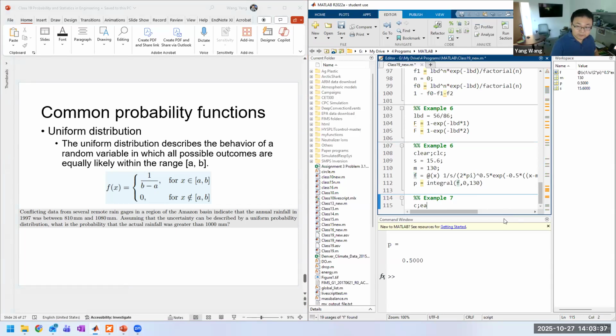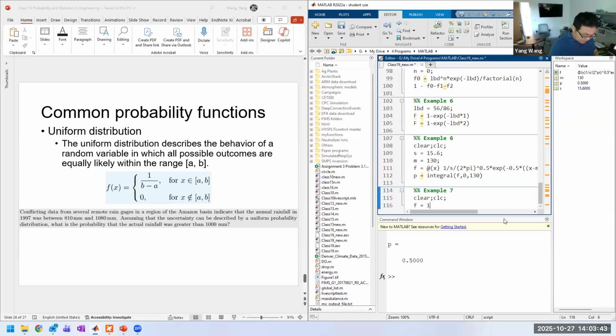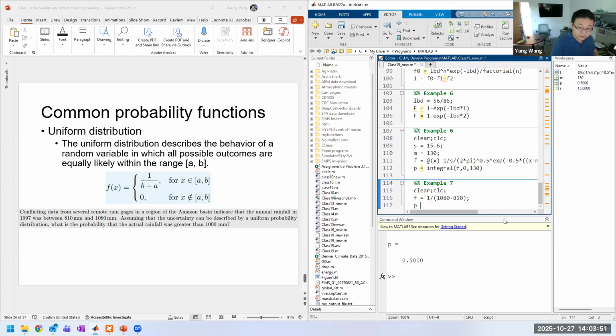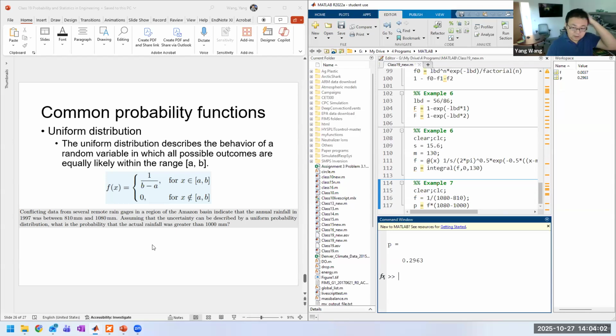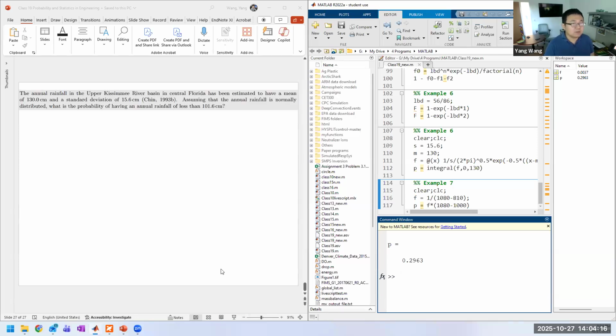So f here is going to be 1 divided by 1080 minus 810, right? Then the P is just going to be f multiplied by 1080 minus 1000. Right? So this is the probability that the rainfall was greater than 1000 millimeters, assuming that this is a uniform distribution.